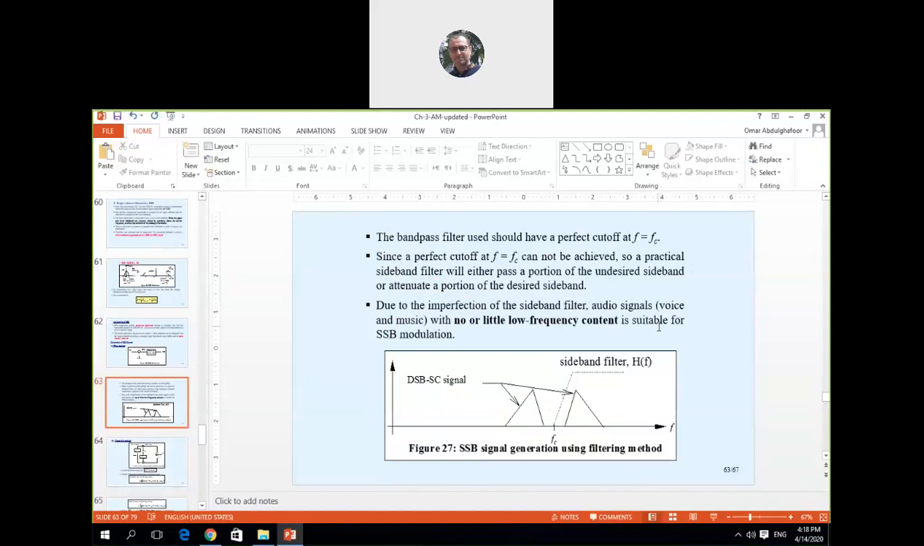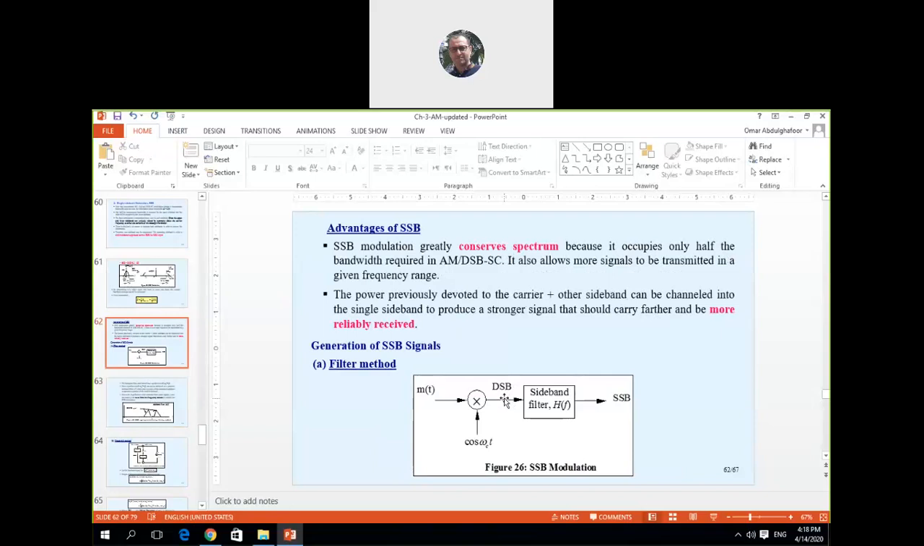Now, with this one we have some problem. It's not easy. It's really a serious problem when we are dealing with the sideband filter. This is the most commonly used method of generating single sideband. In this method, the double sideband suppressed carrier signal is passed through a sharp cutoff filter. This is a very special selective filter, and I will explain the reason why.